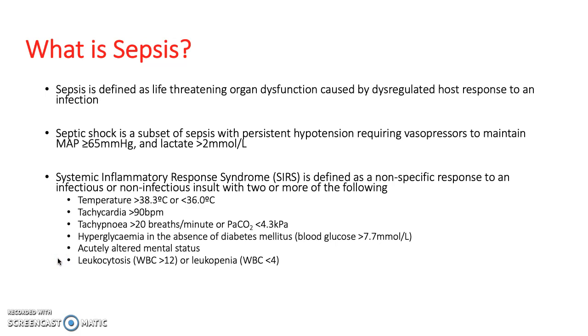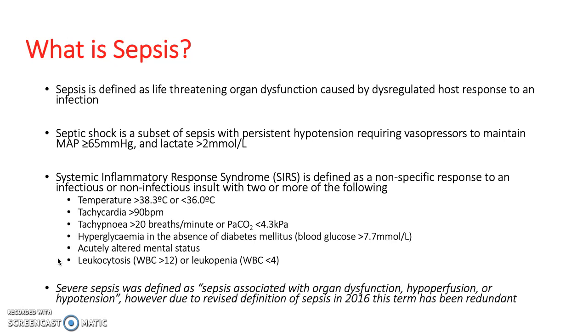Sepsis used to be defined as SIRS in the context of infection. This definition for sepsis is now no longer routinely used. Similarly, severe sepsis was defined as sepsis associated with organ dysfunction, hypoperfusion, or hypotension. However, the revised definition of sepsis in 2016 means that this term has now been made redundant.